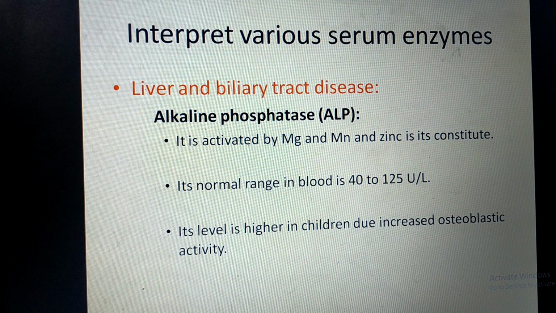Alkaline phosphatase is activated by magnesium and manganese ions, and zinc is present in it as its constituent. Its normal range in the blood is from 40 to 125 units per liter. Its level is also higher in children due to increased osteoblastic activities of the growing bones.